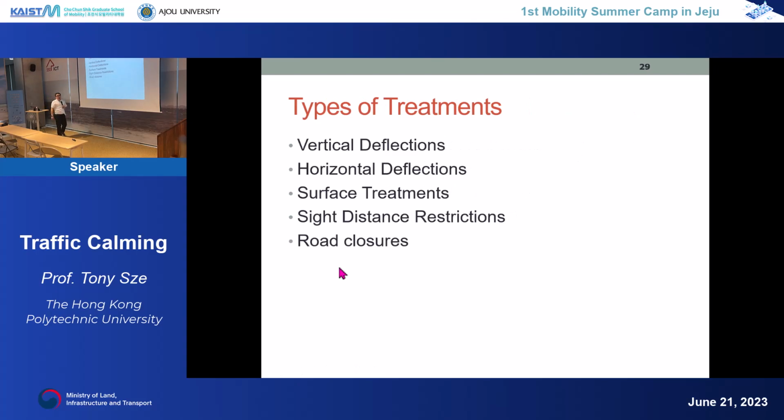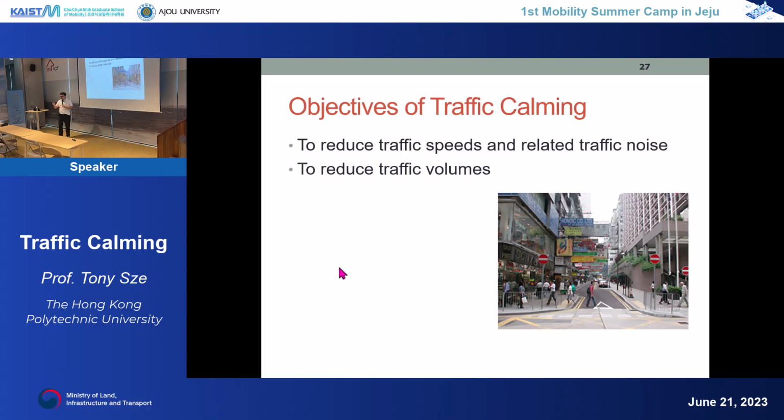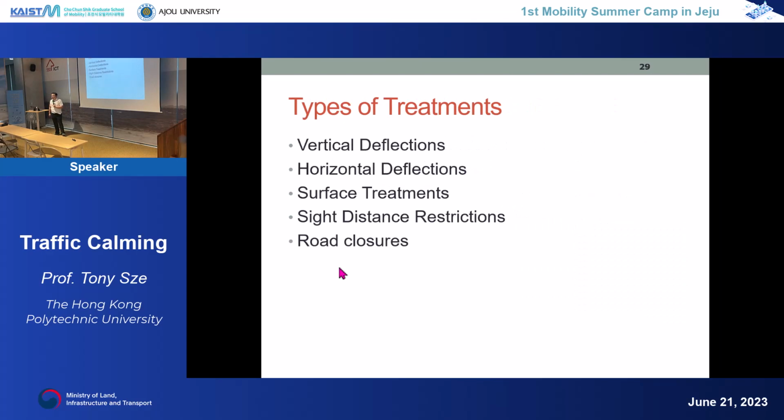There are 5 different types of treatment. Vertical deflection. What does it mean by vertical deflection? It is that we create some road bumps. So if you drive through, boom, boom, boom, you will slow down, isn't it? Horizontal deflection, very simple. Just like what I show in this picture here. The driver has to maneuver around. So this is the horizontal treatment.